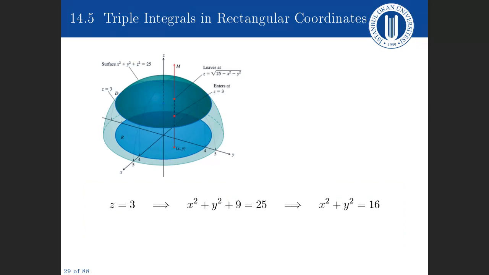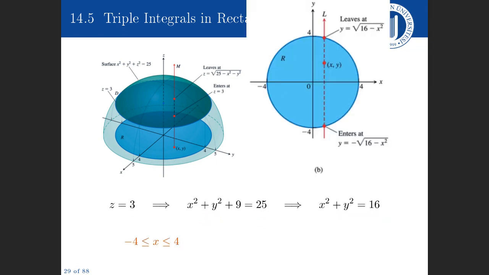Okay, so the first thing to ask is, what is the shadow? What is R in the xy plane? If z is equal to 3, put 3 into the sphere equation, x squared plus y squared plus z squared is 25. We find that we're left with x squared plus y squared is equal to 16. So that tells us that our region R is a circle of radius 4. Here it is.